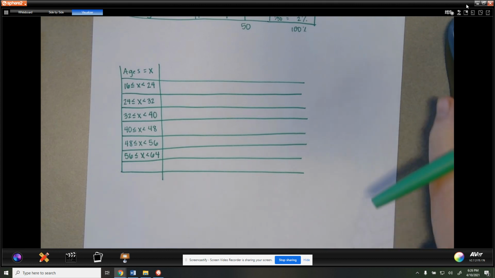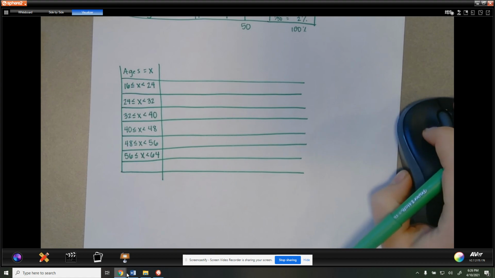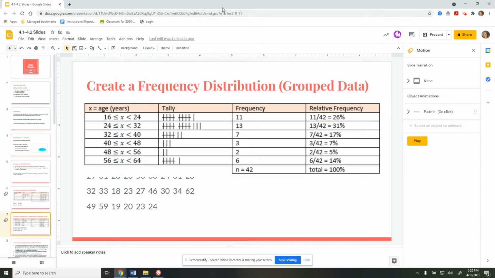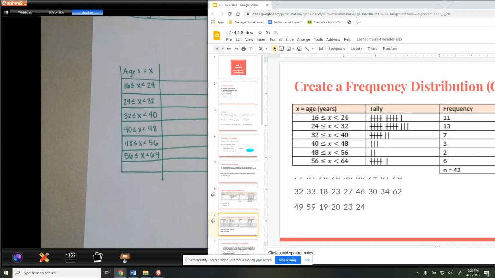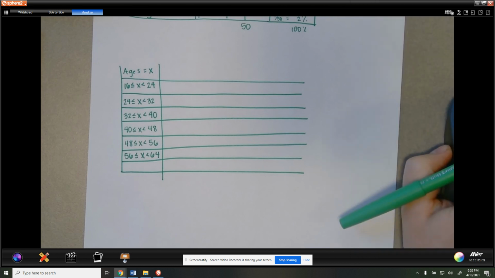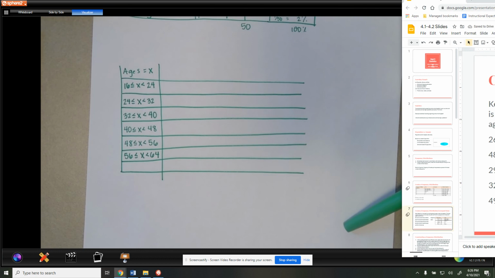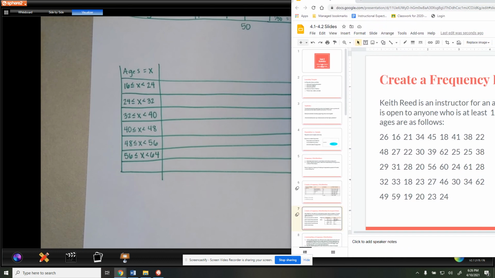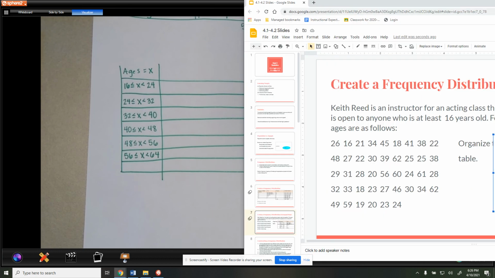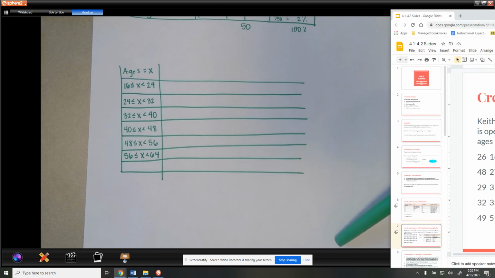Then I need to go back and look at my data so we can make this frequency table. Slide this over again, like I did the last one. Okay. Oh, dang, it's not letting me. Okay, now I've lost one.